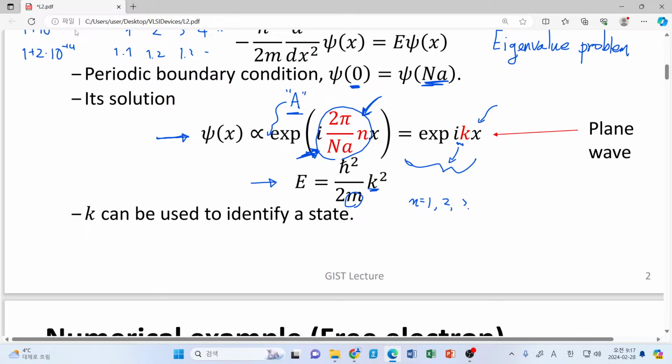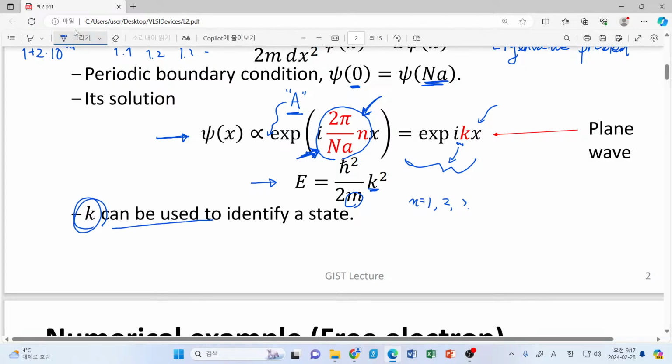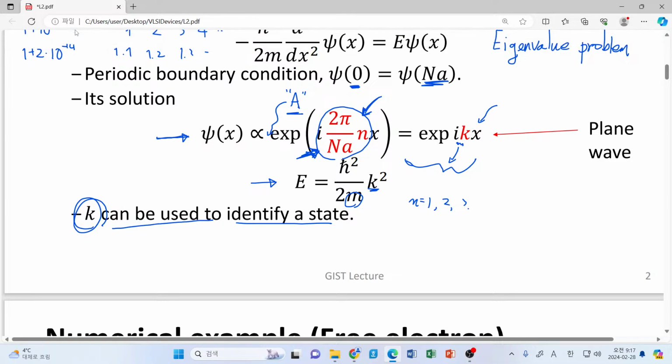So therefore, as a last statement in this slide, this k value can be used to identify a state. If you have a different k value, that corresponds to a different state. For example, all of us have a number assigned to us. For example, in Korea, we have a national ID number, or sometimes all of us also have our own cell phone number.